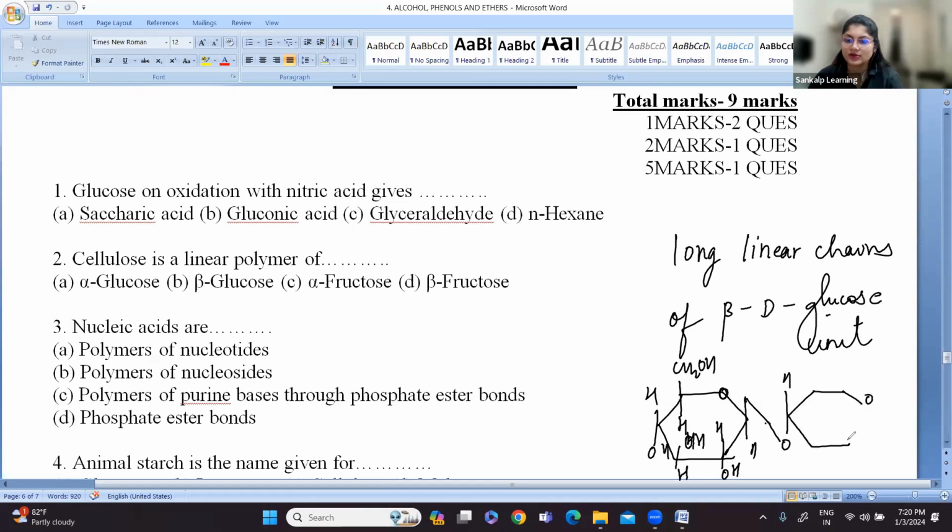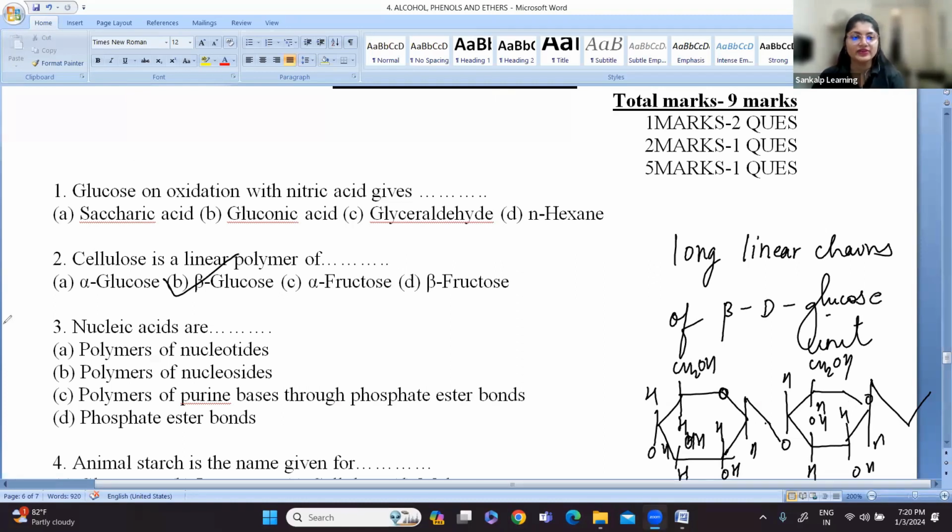So like this, your beta D glucose unit will be linked. Got it? So like this, and again this is further like this. So this is a long linear chain, made up of beta glucose units. Yes, Priyanka, Swati, as well as Vedvati have answered it right.